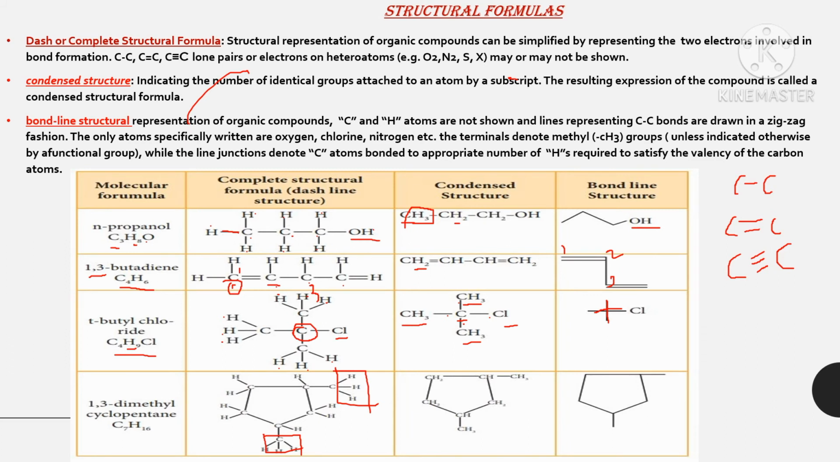But in the condensed structure formula, they wrote it in condensed form. So it is CH3. This is one methyl group, and here is one methyl group. But in the bond line structure, they mentioned a single dash. This is the bond line structure formula.